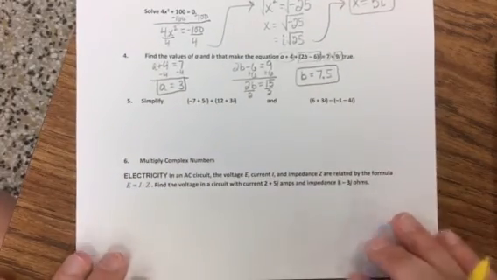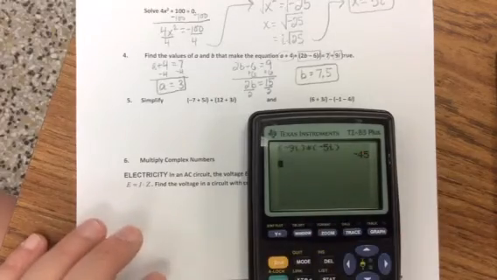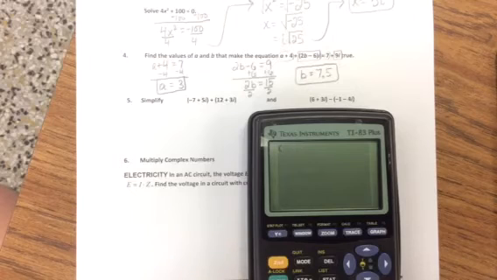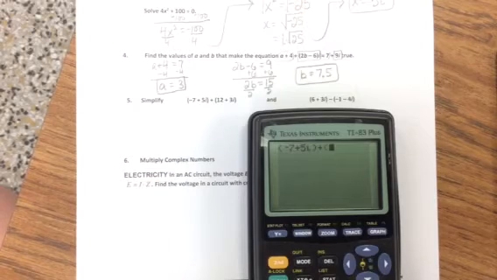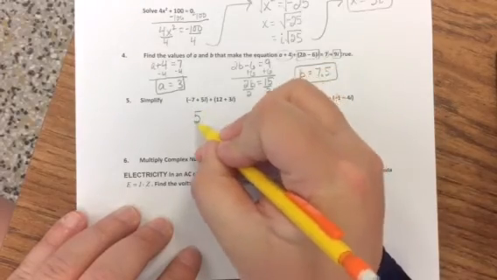So part 5, they just want you to add and subtract. And again, you can do these straight in your calculator. Just type it as you see it: negative 7 plus 5i, close my parentheses, that is a plus, and then 12 plus 3i. And all I have to do is press enter. And bam, 5 plus 8i is my answer. And I'm done.